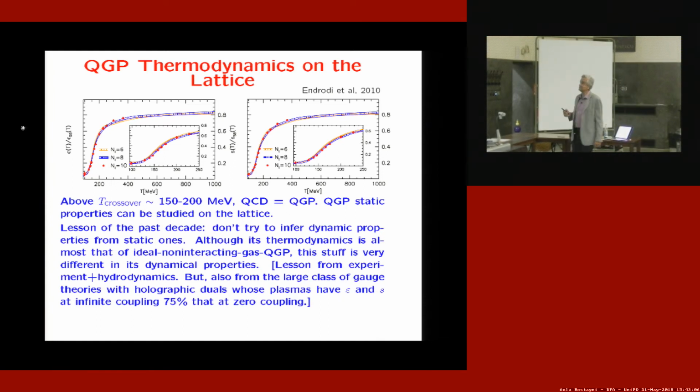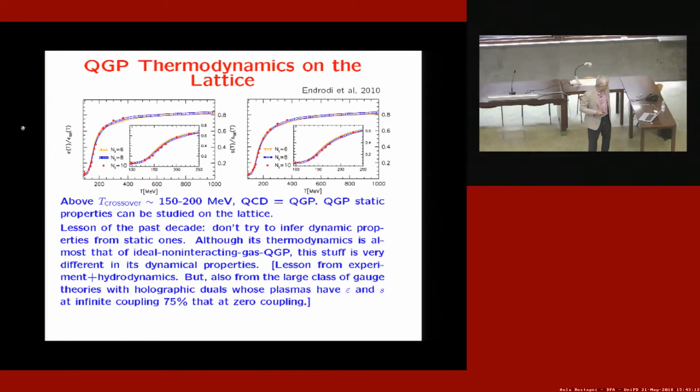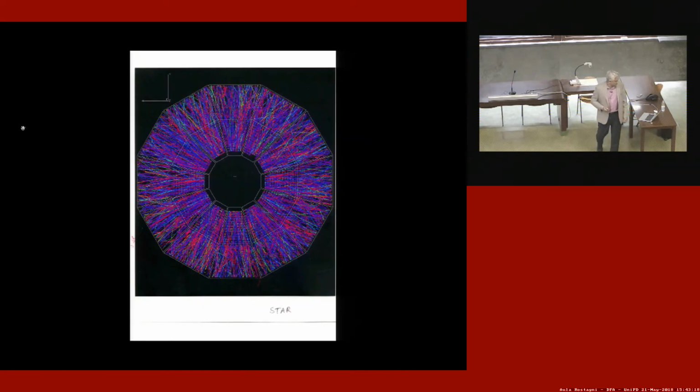But the real lesson of this history is that by looking at energy density and pressure and entropy density, you can't tell whether you have a gas or a liquid. You need to do something else to figure out what you have. And so the way this community figured this out came from experiment. This is what happens when you collide 2 gold nuclei at RHIC. This is an early RHIC collision.